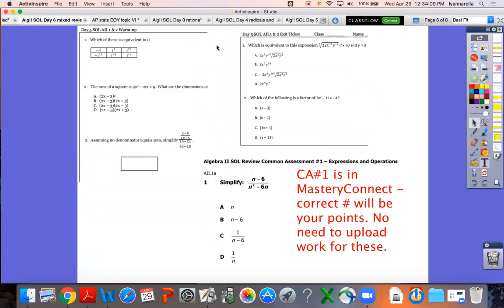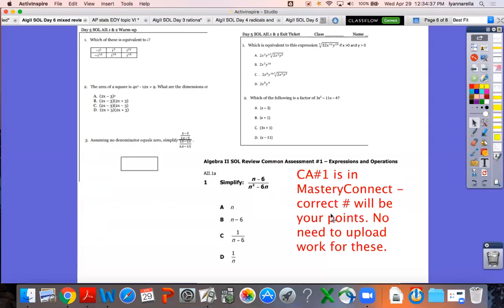Okay, these are the three things that you have to do today. You have the warm-up, it's 3 questions. You have the exit ticket, it's 2 questions. And you have a 12-question common assessment in Mastery Connect. So what I'm going to do is say the points for the day are these 3 plus these 2 plus these 12, which is 17 points. So what you get correct on the Mastery Connect, plus if you show me the work on these 5, will be your points for the day.